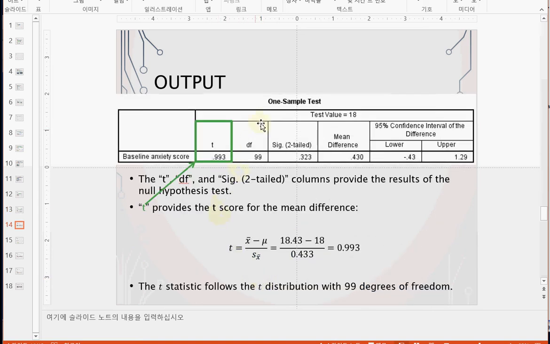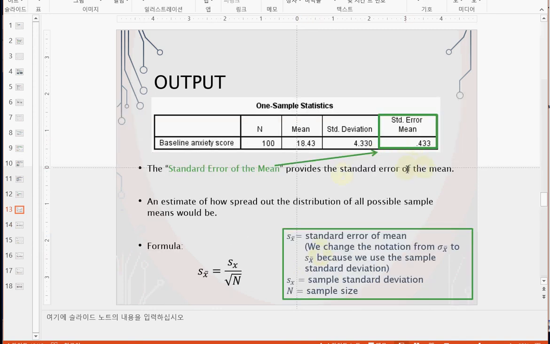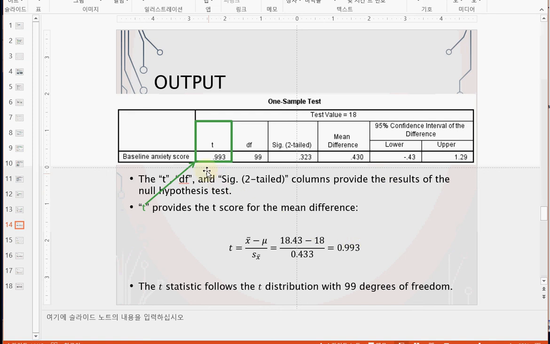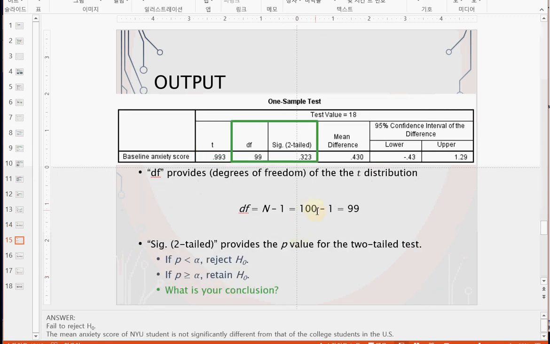Now, this is the result of the one sample t-test. You see the t-statistic, degrees of freedom, p-value for two-tailed, and the confidence interval at the end. The t-statistic, 0.993, is computed by this formula: the mean difference over the standard error of the mean, 0.433, you see here. Then we've got the degrees of freedom, and since it's a one sample test, it's the sample size minus 1, which is 99. And we've got the p-value here, 0.323.